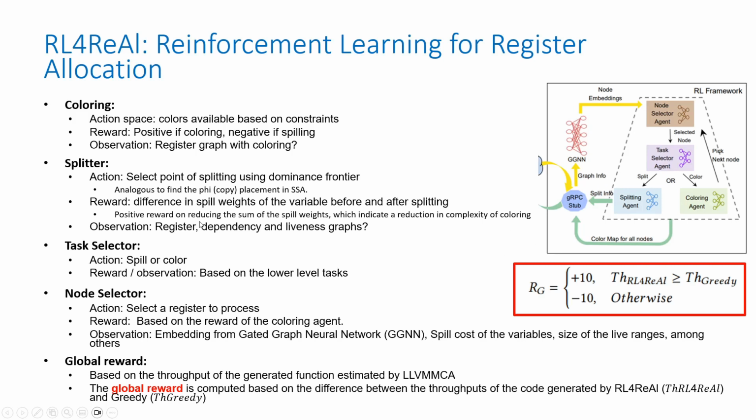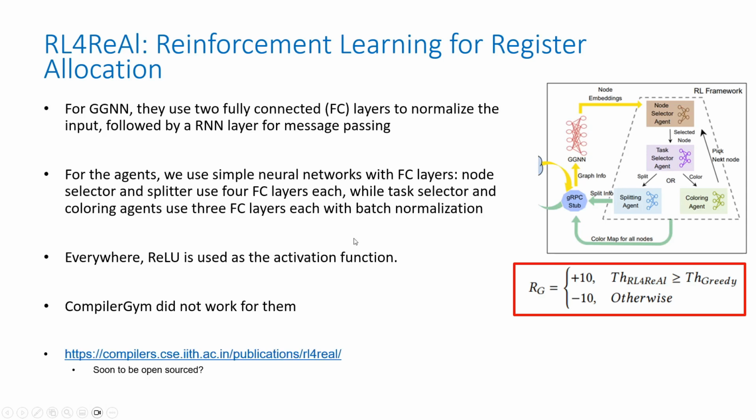For the task selector, the action is basically to either spill or color, as I mentioned before. The task for the splitter is selecting the point of splitting using the dominance frontier, which is analogous to the phi copy replacement of SSA. And the action for coloring is basically the colors available based on the constraints in your graph. So they also have a global reward based on the throughput of the generated function, so they can take the performance into consideration as well, which is good.